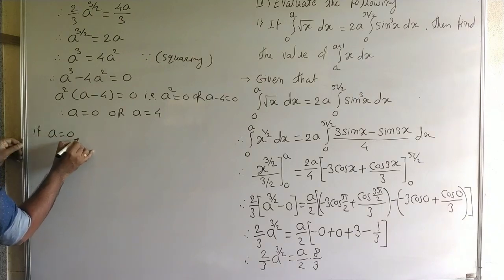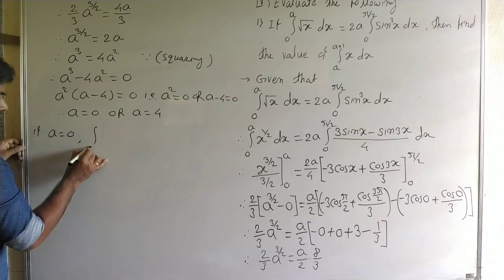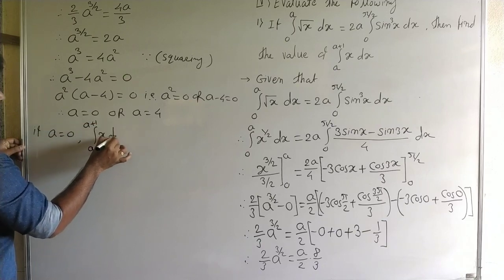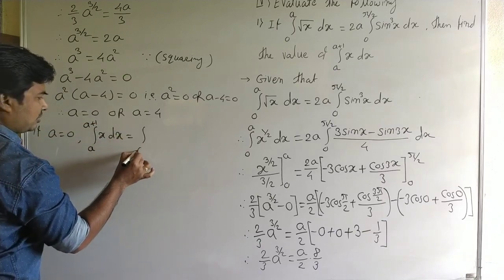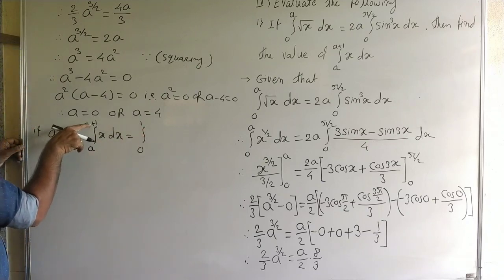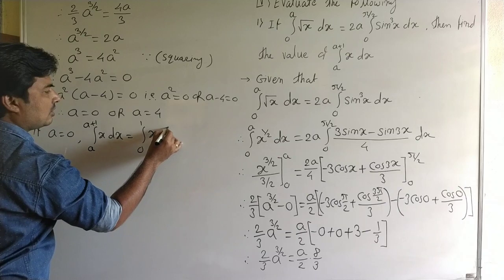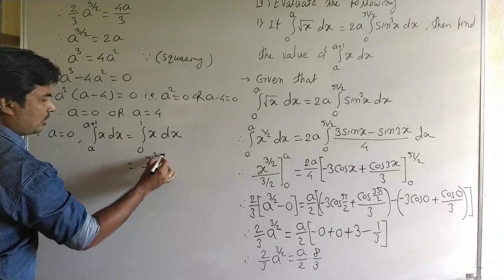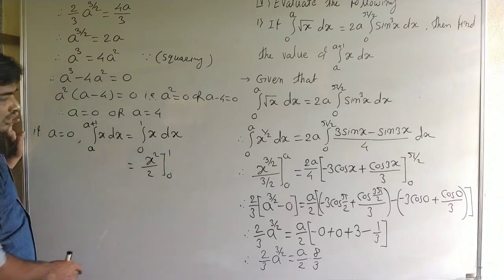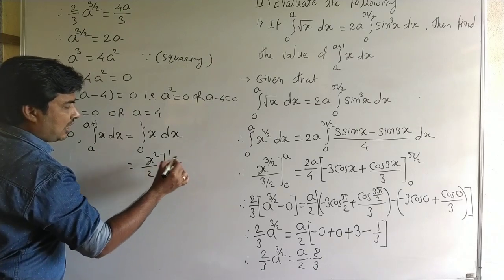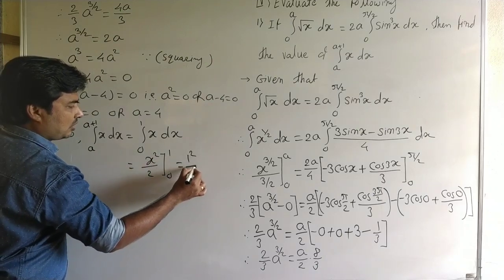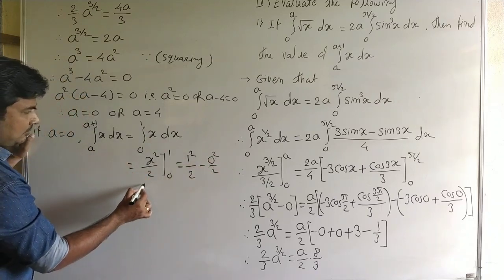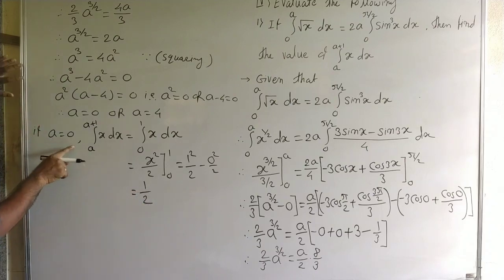Now if a is equal to 0, see carefully, integral a to a plus 1 x dx is equal to integral 0 to 1 x dx, and the integral is x square upon 2, and upper limit 1 and lower limit 0, therefore it is upper limit minus lower limit, that is 1 square upon 2 minus 0 square upon 2, and therefore the value of this integral is 1 by 2. Okay, if a is equal to 0, it is 1 by 2.